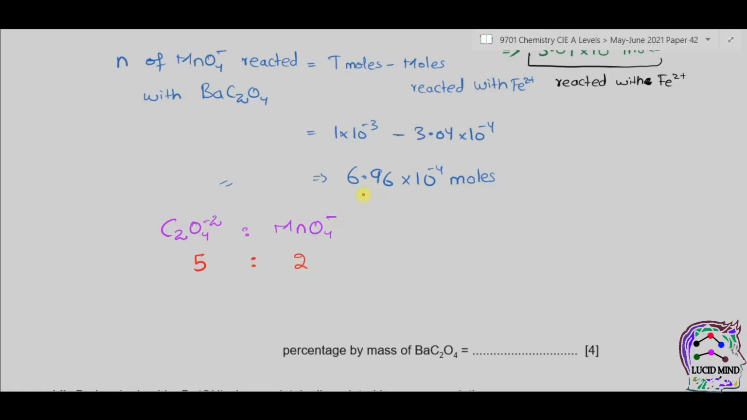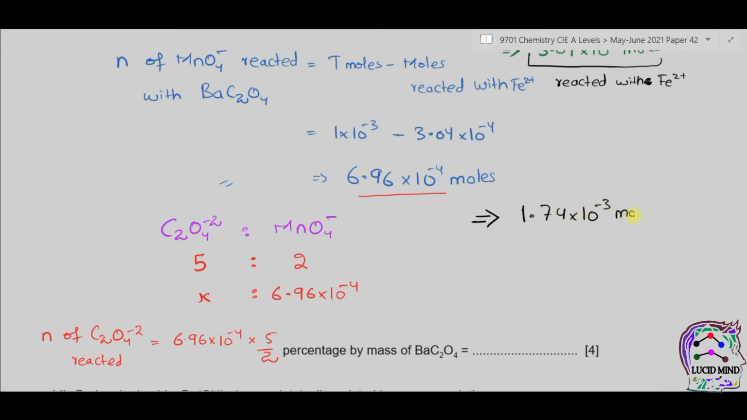Now number of moles of MnO4 negative, we already have calculated this. 6.96 exponential minus 4. So how much C2O4 will be reacting with this one? We can find moles of C2O4 negative 2 reacted. It's equal to multiplying these two and dividing with this. So the answer is 1.74 exponential minus 3 moles. These are the moles of C2O4 negative 2 reacted.